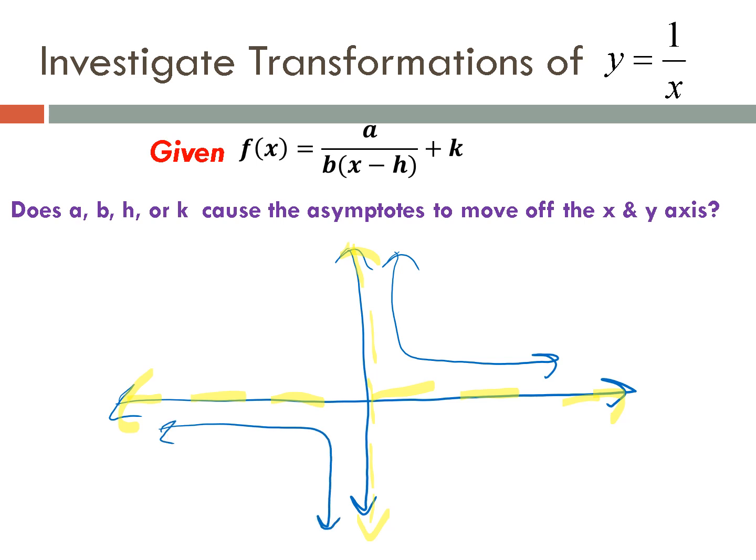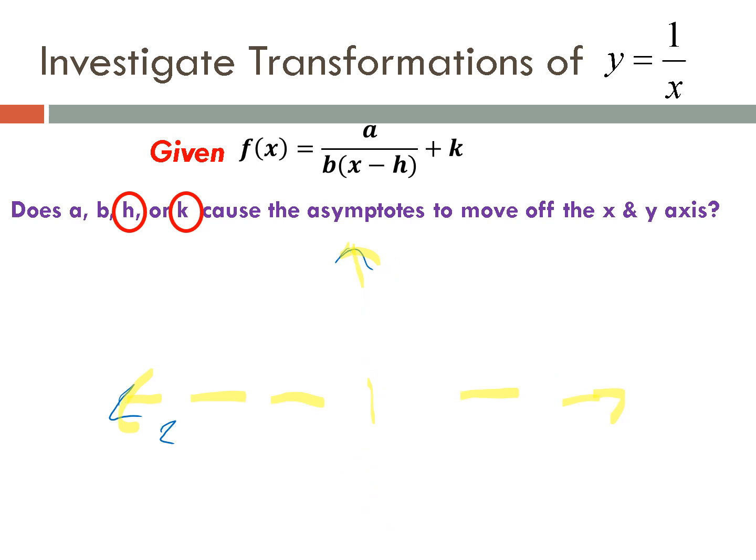So here's the thing. Once you plot the branches and the asymptotes, they move together as one. If your branches go up 1, your asymptote goes up. If your branches go left 2, then your asymptotes go left 2. So we discovered that it's really the h and k that cause movement off of the axis. H and k are the reason our asymptotes move off of those axes.